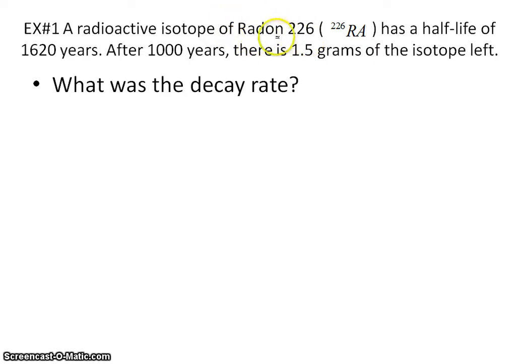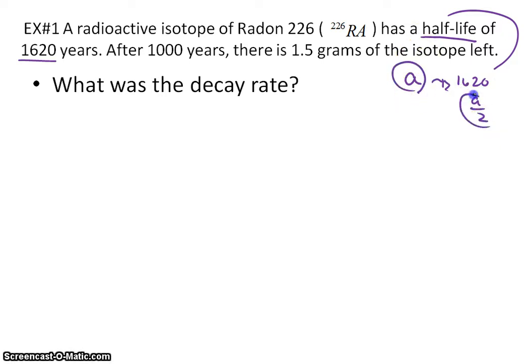Radon is a gas that's naturally occurring in the ground, and it is known to have a half-life of 1,620 years. So what that means for the half-life is, if you initially start out with an amount A, like 10 grams or something, then after 1,620 years, the amount you're going to have is A over 2, because it's the half-life. It's the amount of time it takes to get from this much A to that much, A over 2, 1/2 of A.